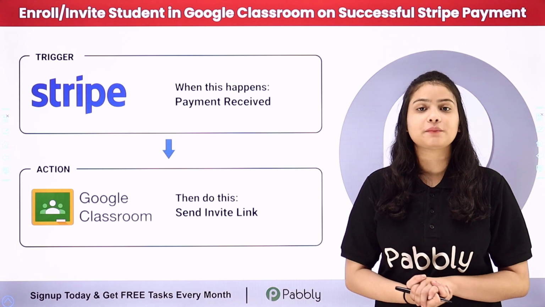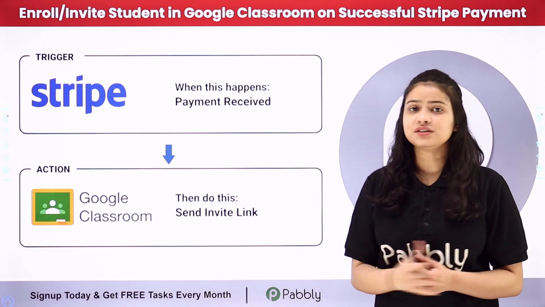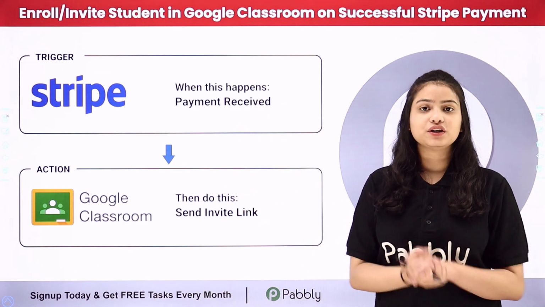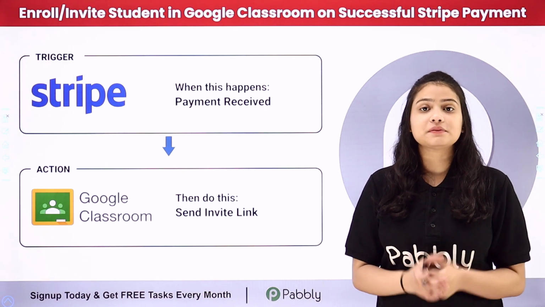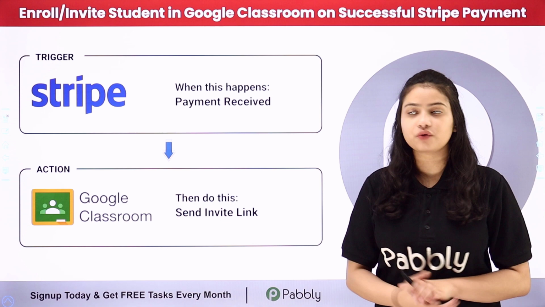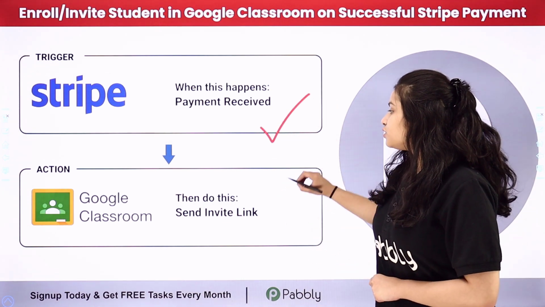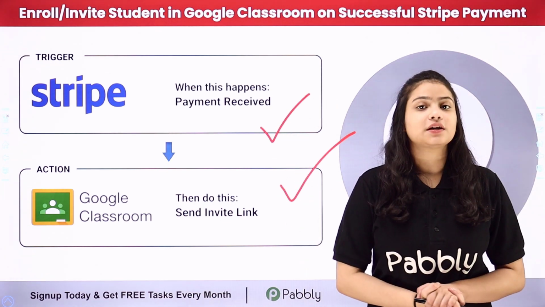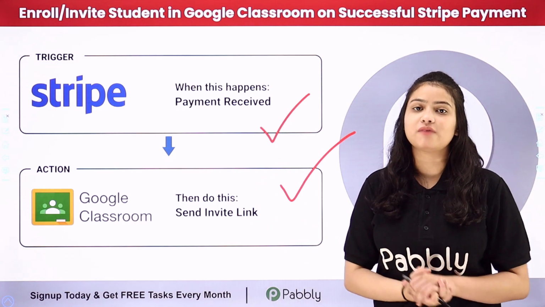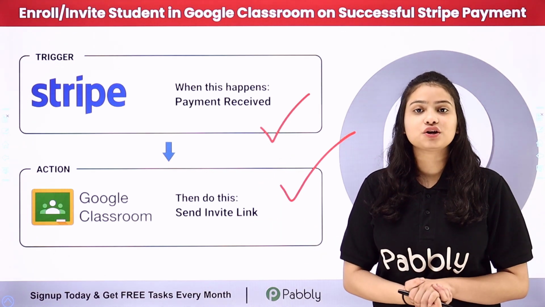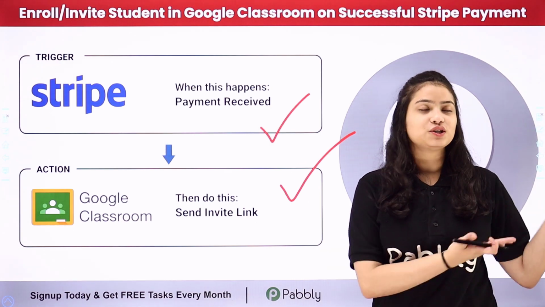For this, we will have to set up a connection between these two applications, and that we are going to do without any coding or programming skills with the help of Pabbly Connect. Pabbly Connect works on two principles: trigger and action. In trigger, we are going to take Stripe, and in action, we are going to take Google Classroom, and we are going to set up a connection between these two applications to automate this entire process with the help of Pabbly Connect. And to learn this amazing automation step by step, let me take you all to my screen.